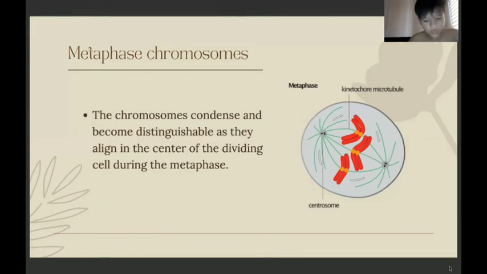The actual photograph was taken when the cell is in the metaphase stage. During the process of cell division, usually individual chromosomes cannot be observed in the cell nucleus. However, during metaphase of mitosis or meiosis, the chromosomes condense and become distinguishable as they align in the center of the dividing cell. Metaphase chromosomes are used during the karyotyping procedure that is used to look for chromosomal abnormalities.